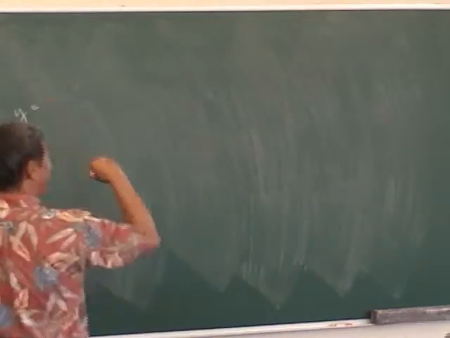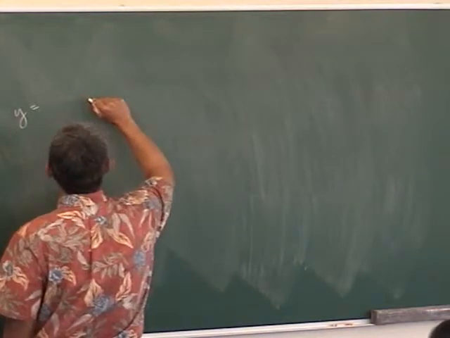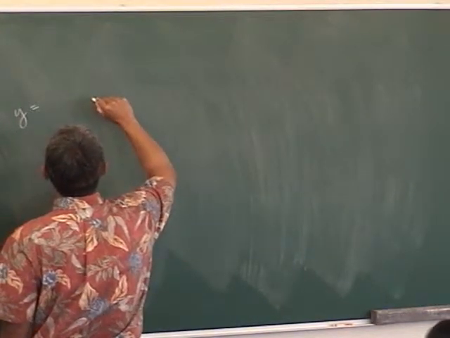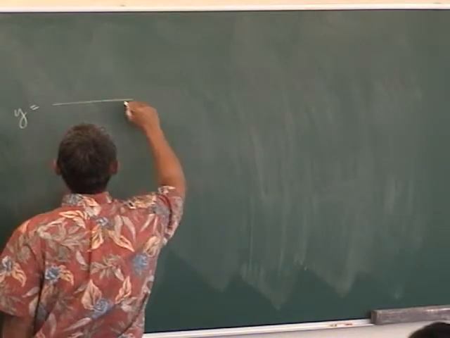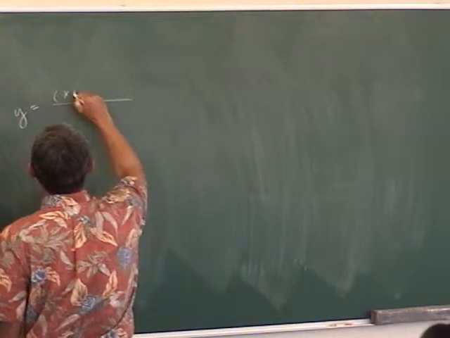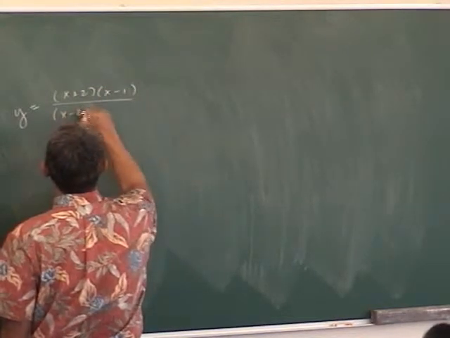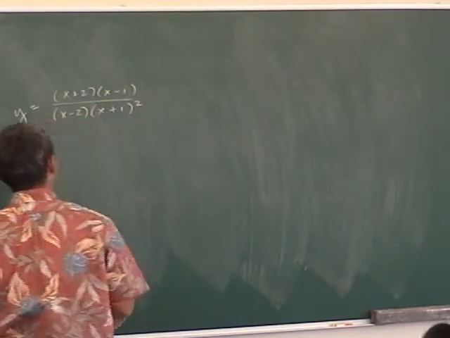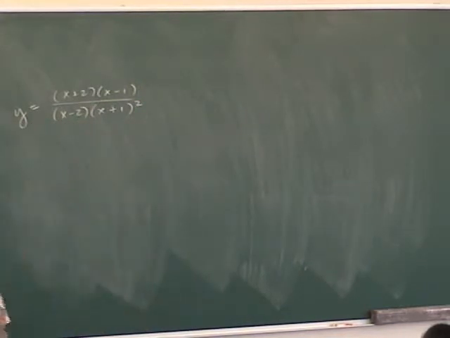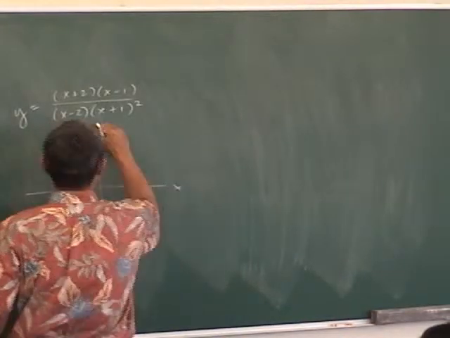Okay, this is what I want when you do your homework today. Why don't I give it to you in factored format? x plus 2, x minus 1, all over x minus 2, x plus 1 squared. Okay, can I cancel anything? No, so no removable discontinuities. You just fly through it.